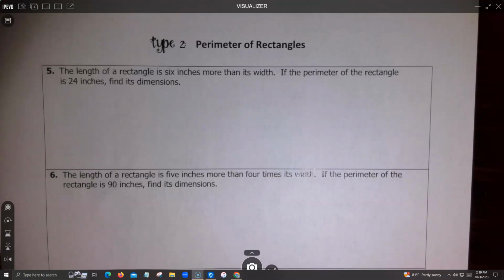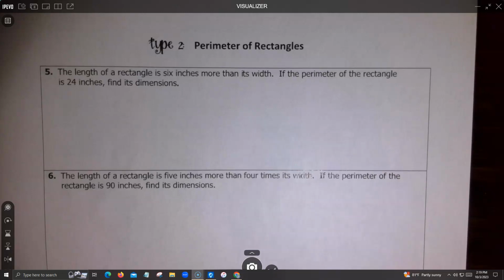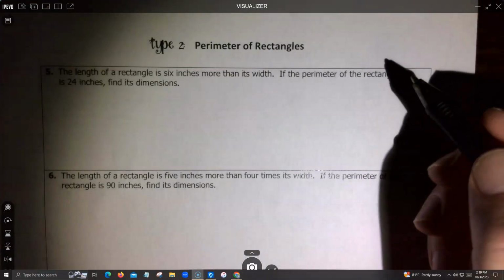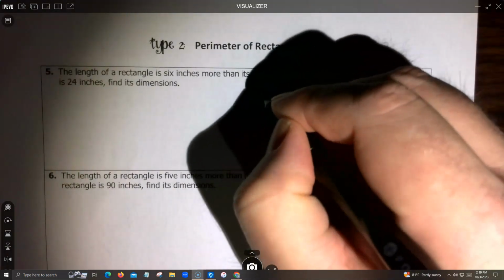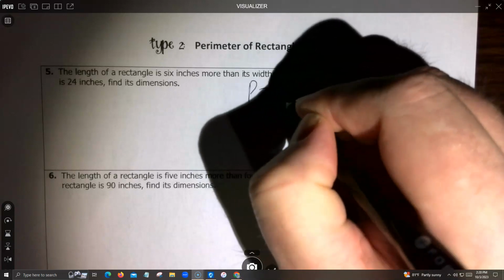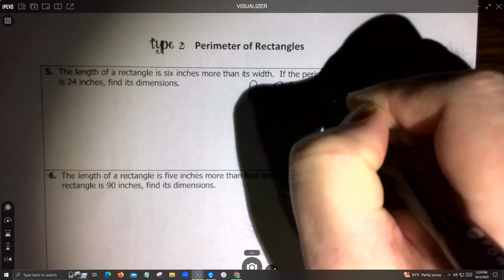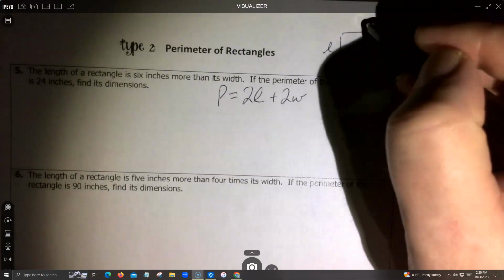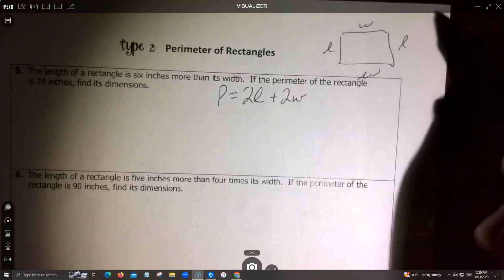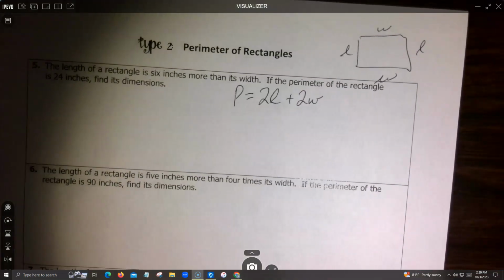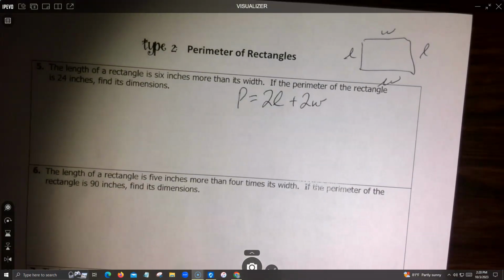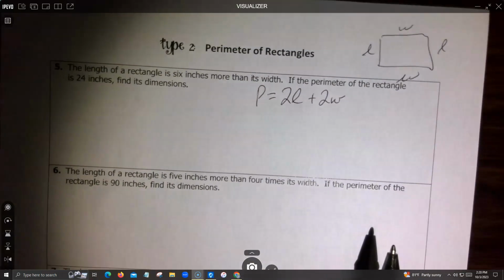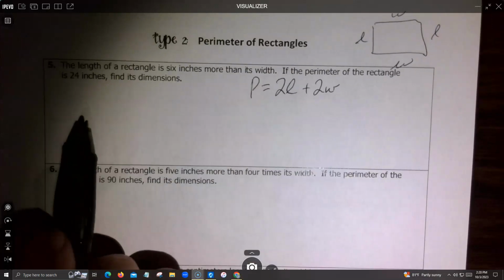So we're going to find the length and the width of rectangles. In order to do that, you first have to know the formula for perimeter of a rectangle, and that's 2 lengths plus 2 widths. Because again, you're adding a length, a width, a length, a width. So you've got 2 lengths and 2 widths, and you're adding all the way around. So this is 2 lengths plus 2 widths, and that's your perimeter. We're going to use this formula, but we've got to come up with our let statements like we did on the last one.